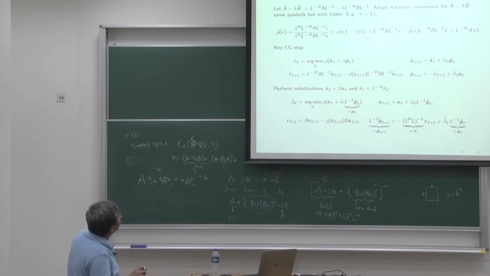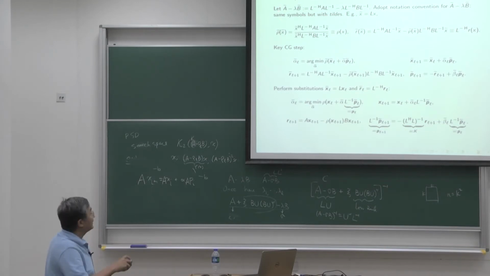We have an original problem. Then, as with SD, we're going to transform the problem by L inverse from the right and L inverse H from the left. Let's call this a new pencil with a tilde. Everything associated with the transformed pencil gets a tilde. For example, the eigenvector for the transformed one is called x tilde. So x tilde and x are related by x tilde equal to Lx.